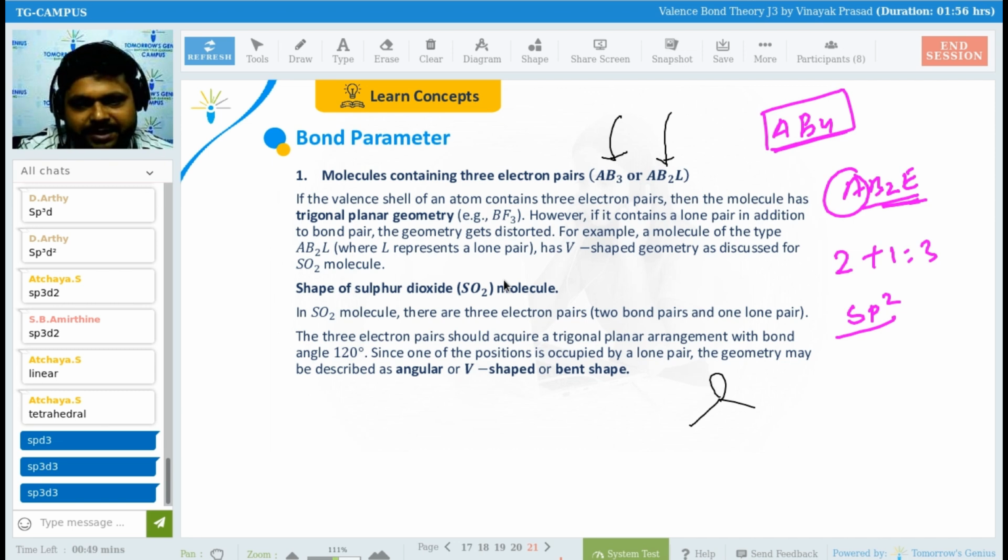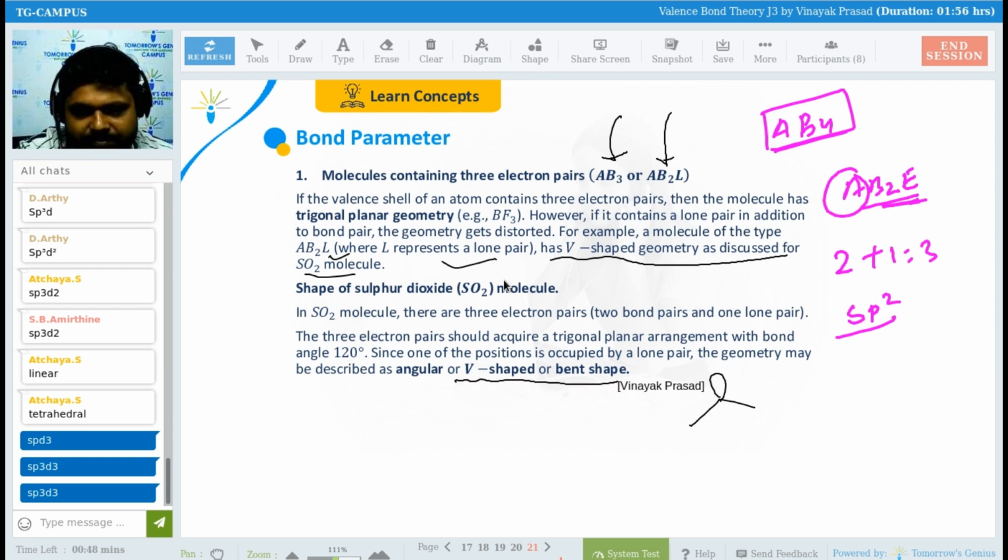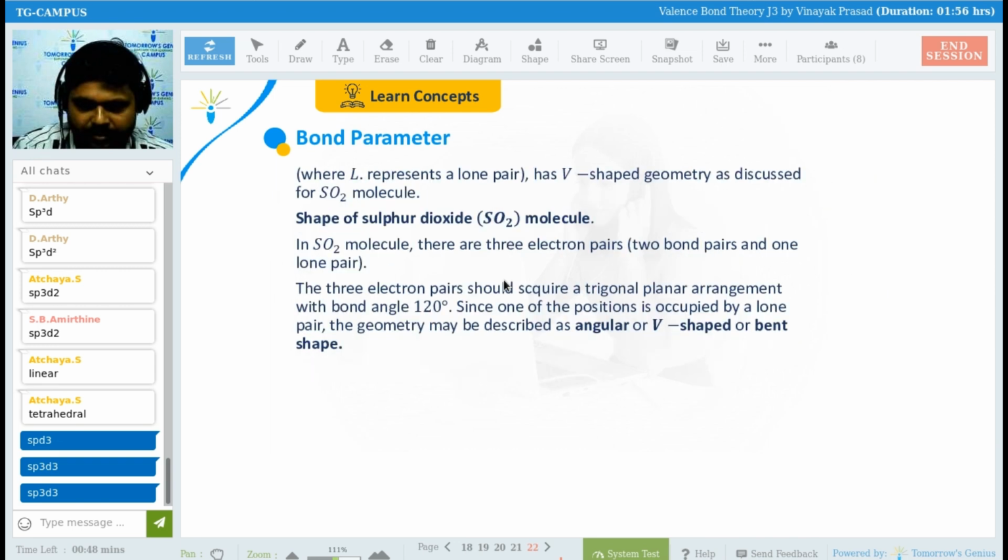So you can see here BF3 is there, right? That we have seen in the case of BF3. Let's suppose there is a lone pair. What has been said here? If it contains a lone pair in addition to bond pairs, the geometry gets distorted. For example, a molecule of type AB2L, where L represents a lone pair, has V-shaped geometry as discussed for the SO2 molecule, right? So their shape will be V-shape, or you can say bent shape.